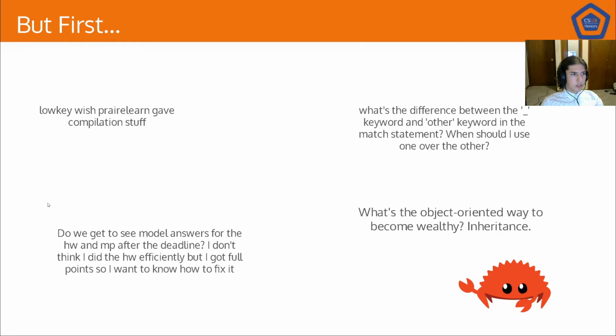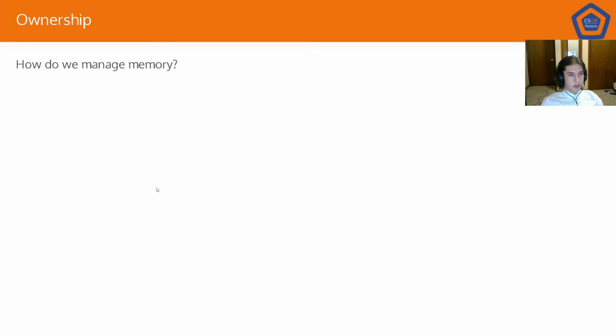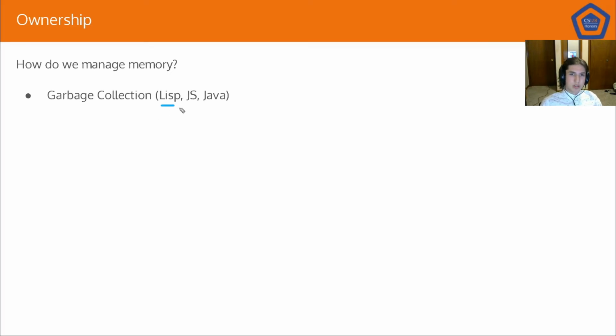Okay, so without further ado, which I already said, we'll go ahead and get started. And really this idea of ownership is Rust's way of dealing with managing memory. And there's a couple different ways of dealing with managing memory. First, there's this idea of garbage collection, which a lot of languages do in the past. Lisp, I believe, was the first. Now, many languages do it. JavaScript, Java, Python, tons.